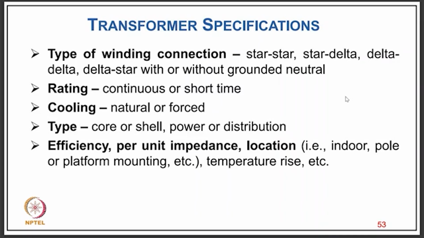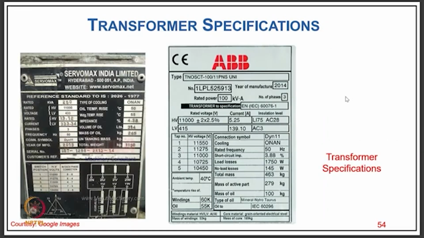Then the rating, continuous or short time rating, and the cooling, whether natural or forced cooling, with air or with oil, or forced air or forced oil, and the type of core. Transformers can be classified as core or shell type, or power or distribution, or even electronics transformers. There are plenty of classifications of this type of transformer. Then efficiency, impedance, location like indoor or platform mounting, and permitted temperature.